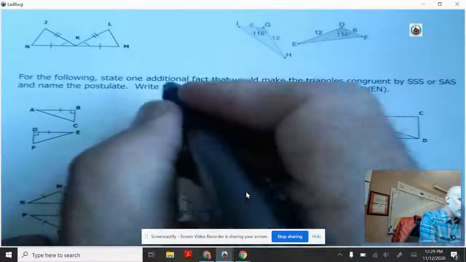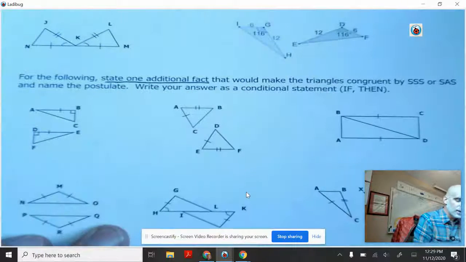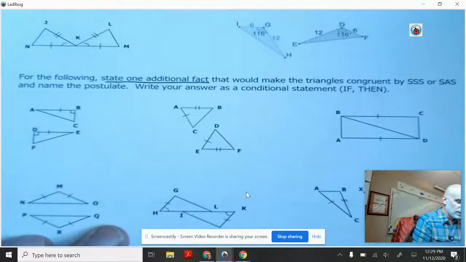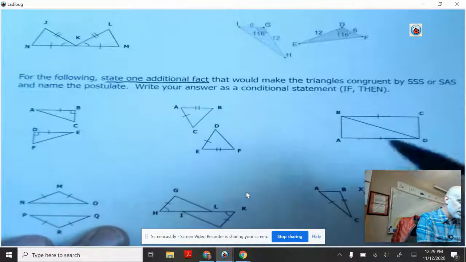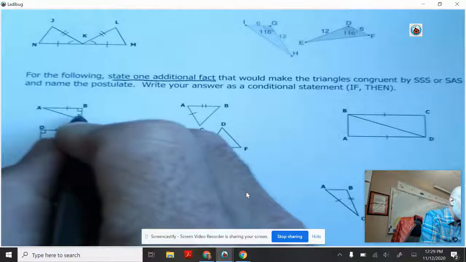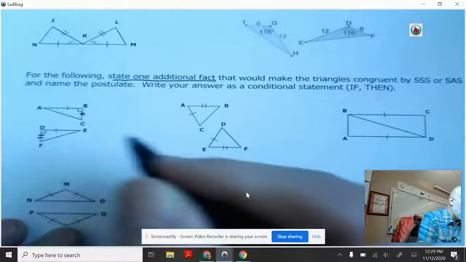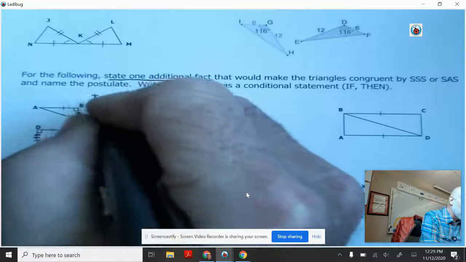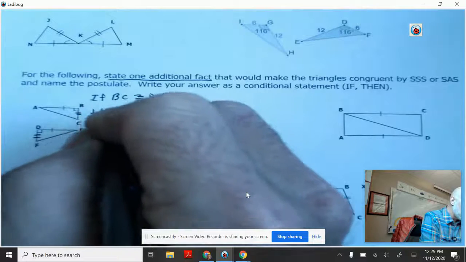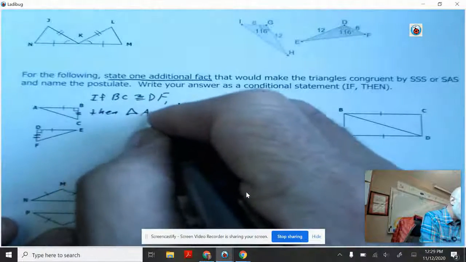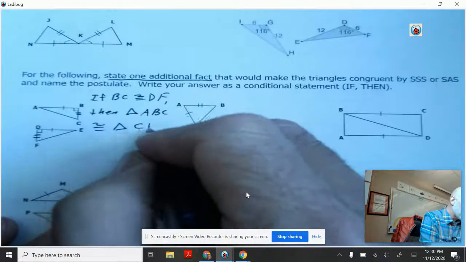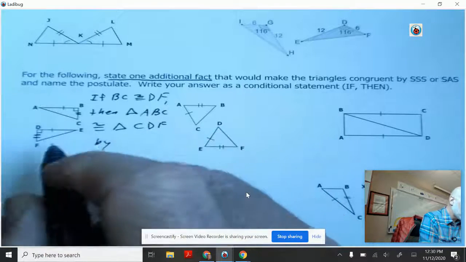So on these, when it says state one additional fact, that's giving you the green light. You get to add anything you want to this, one additional fact, and you don't have to have a reason. That's what that means. You do not have to have a reason. We're just going to try to complete side-side-side or side-angle-side. So one of the things I see right here is if I had BC congruent to DF, I'm going to mark it. So I'm going to write this. I'm going to say, if BC is congruent to DF, then triangle ABC would be congruent to triangle CDF by side-angle-side.